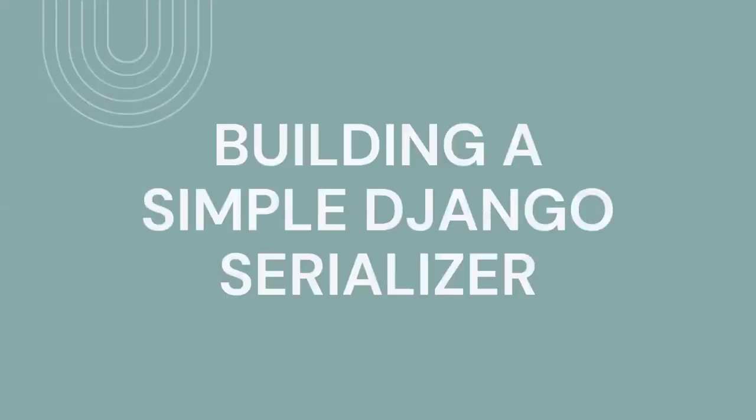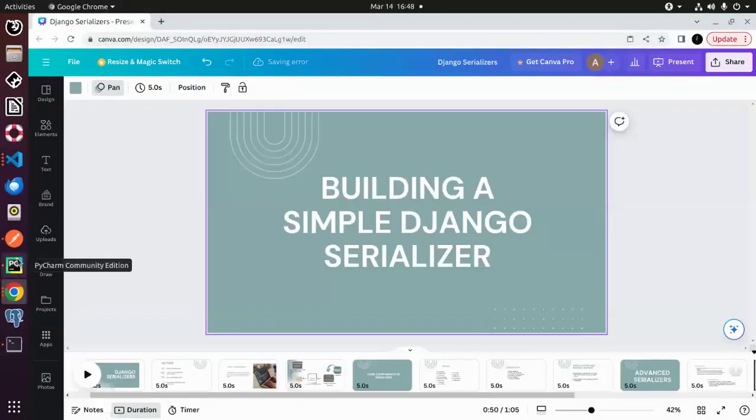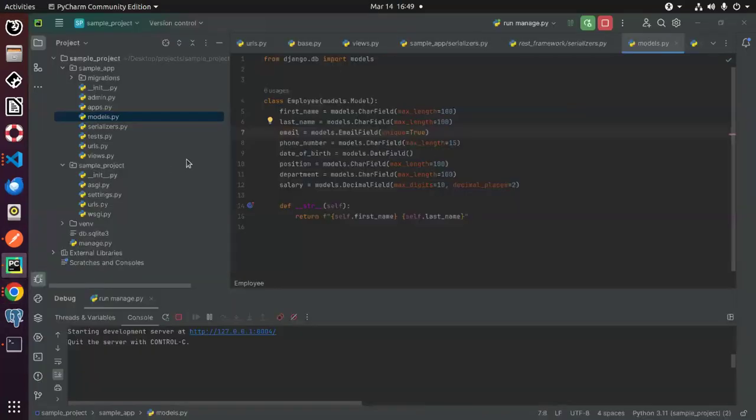Then next, we will build a simple Django serializer. For this, I have created a simple Django project here. This is the Django model of the project. In the initial slides I already said that Django follows a design pattern called model view template. So the first one is the model. Here, this is the model.